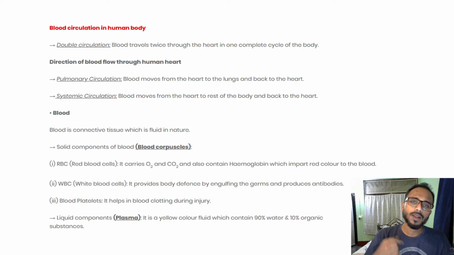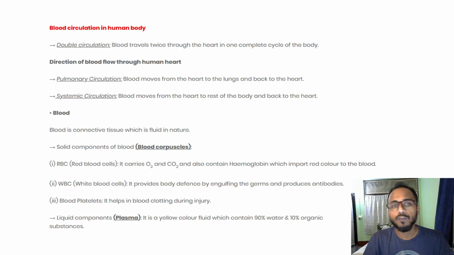That means if blood is traveling twice through the heart in one complete cycle of the body, that is called double circulation. If my blood wants to make a complete cycle of my body, but it should pass 2 times through the heart, that will be called what? Double circulation.